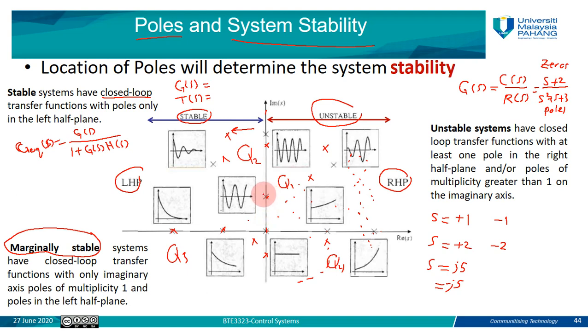If you have your poles located on the imaginary axis, that means your system is marginally stable. Why? Because if the pole is moved a little bit to the right, it becomes unstable. If the pole is moved a little bit to the left, it becomes stable. So this we call a marginally stable system. This is how we can identify system stability based on its poles location.